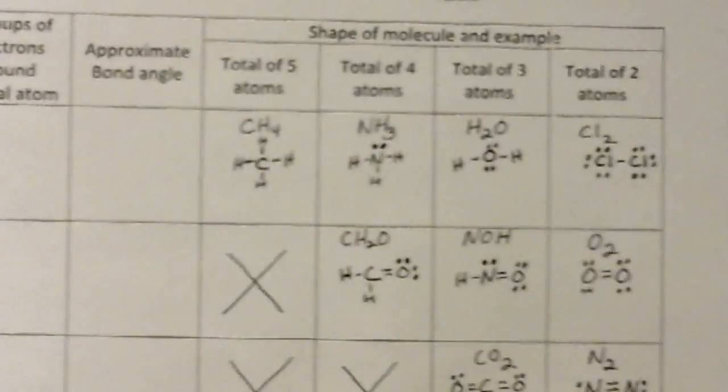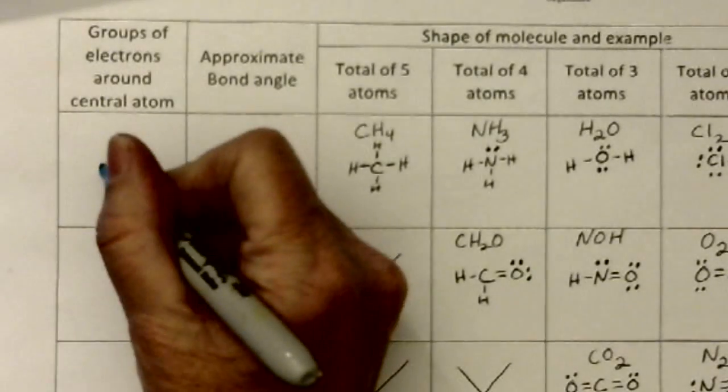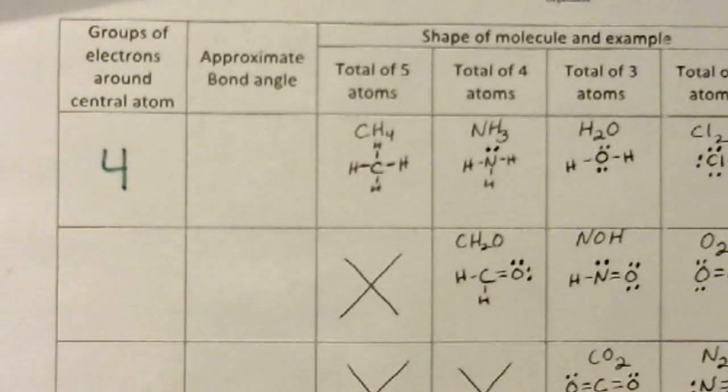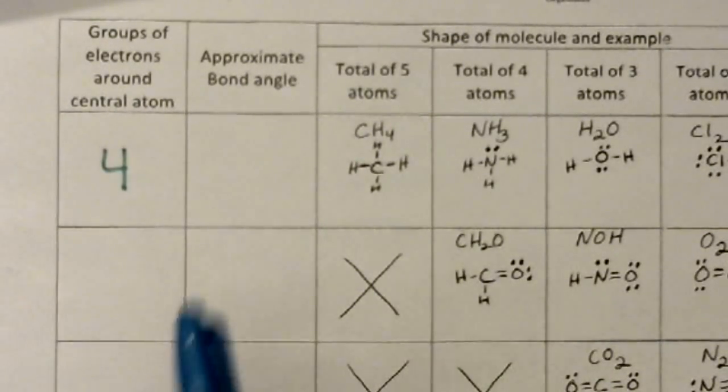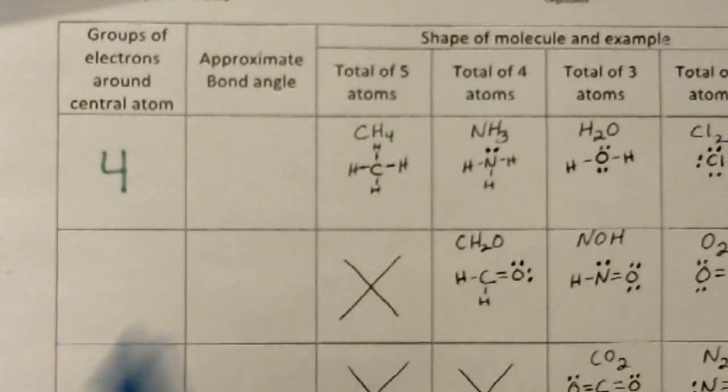So we'll come back to that. So all of these in this first row have 4 electrons around the central atom. So I'm going to put the number 4 here. So 4 electrons around the central atom. What is the angle that 4 electrons can get as far away as possible from each other, still be symmetrical around the nucleus, and how are they going to do that?